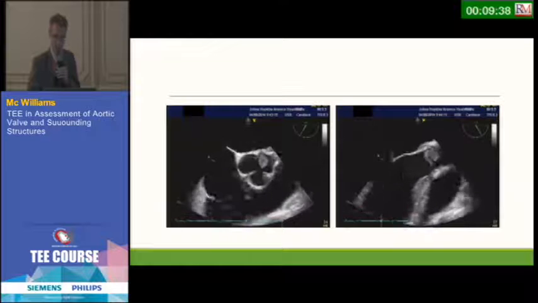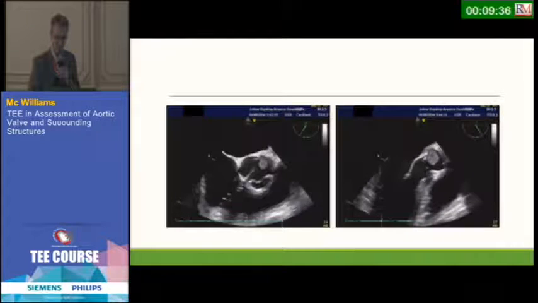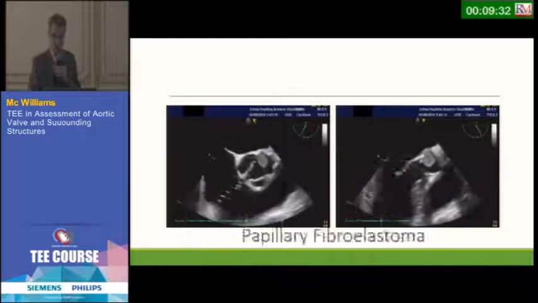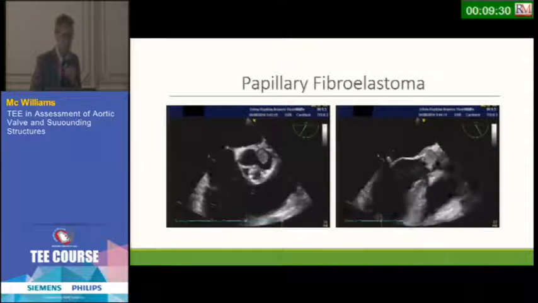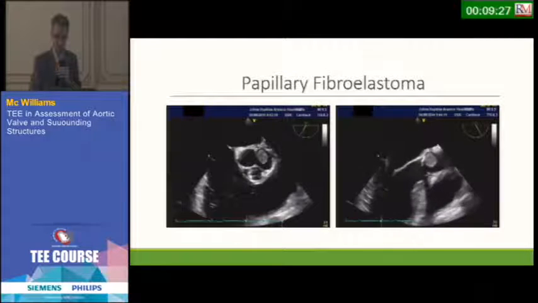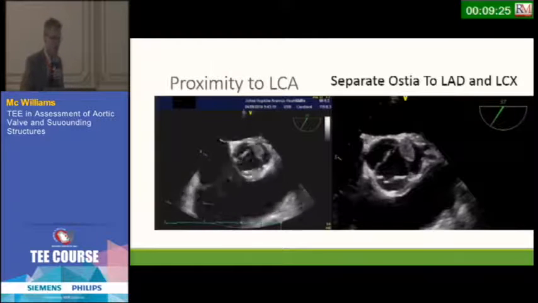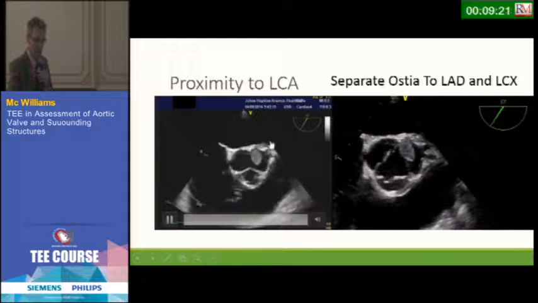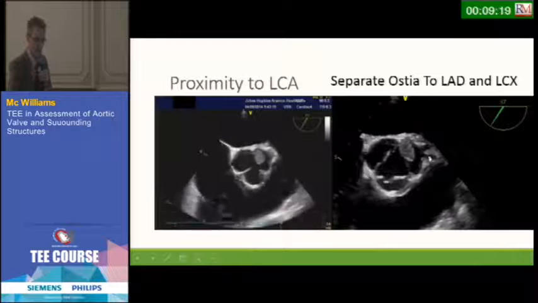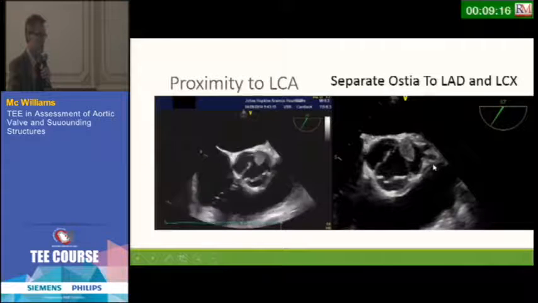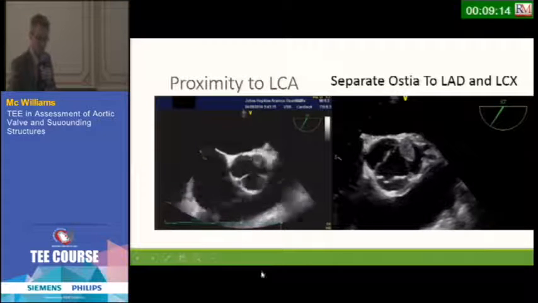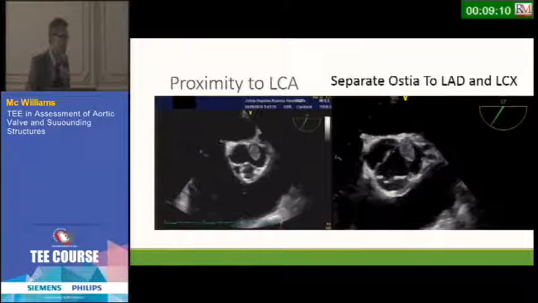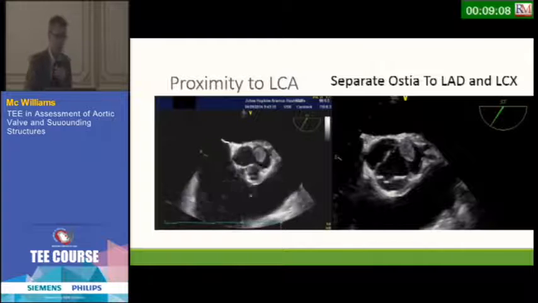So again, a mass on the aortic valve seems to come from the left coronary cusp on this situation. And we felt this was most likely, again, a papillary fibroelastoma. And just to point this out, you can see the association with the left coronary artery, and it looks like this patient has separate ostia to the circumflex and LAD. And so this patient we know had a previous PCI.